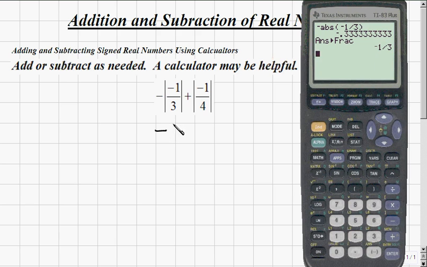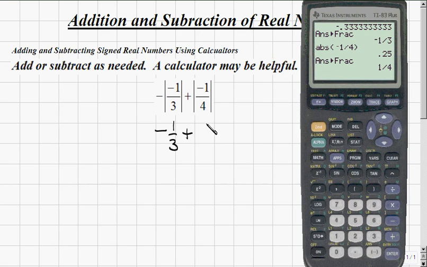So we'll enter in negative 1/3 plus. Let's enter in now the absolute value of negative 1/4. Hitting Math and choosing the right arrow key, we'll go to the num column and choose 1 for abs, and enter in negative 1/4, parenthesis. Hitting enter gives us the decimal 0.25, but we can convert that back to a fraction by hitting Math and choosing choice 1, convert back to a fraction, and hitting enter, 1/4.